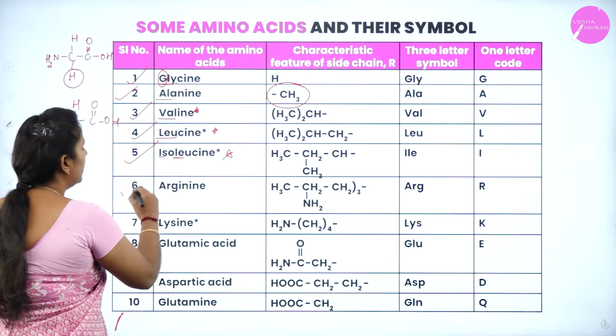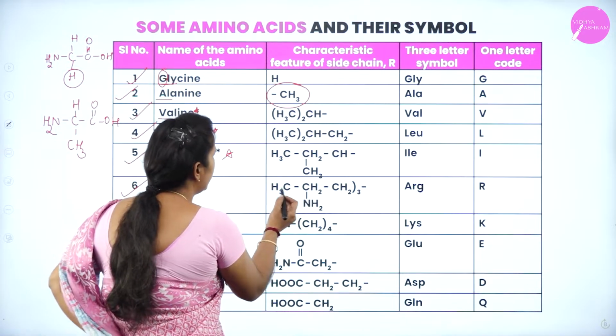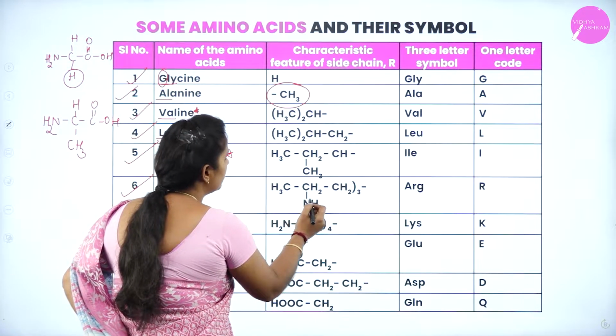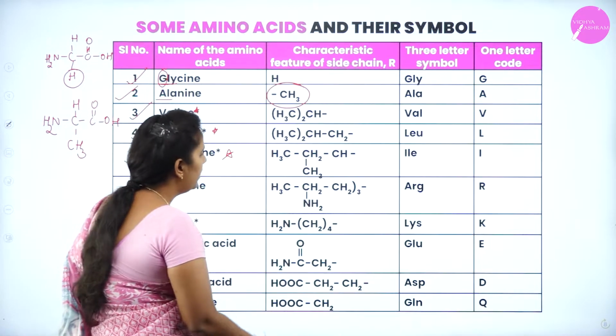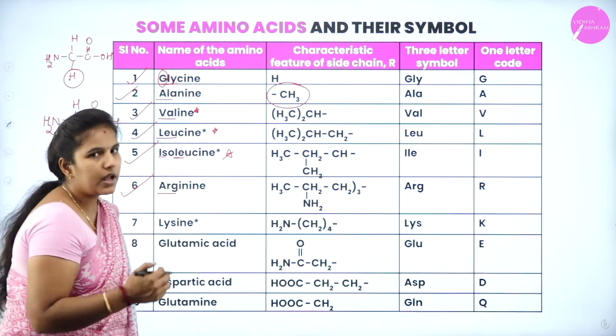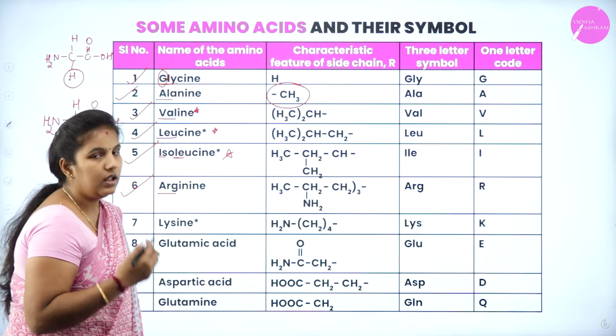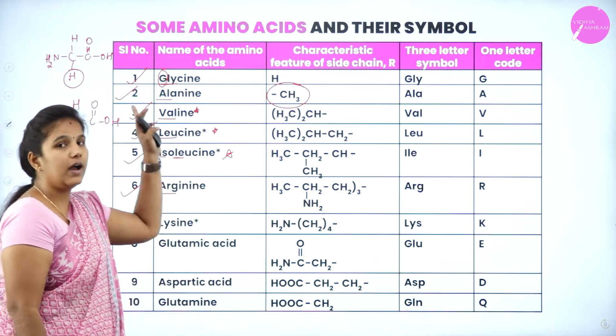Next is arginine. The variable group is CH3, CH2, NH2, CH2 thrice, and the first 3 letters will be the 3-letter symbol, and capital R will be used for arginine. Why are we not using A? Because we have already used A for alanine.